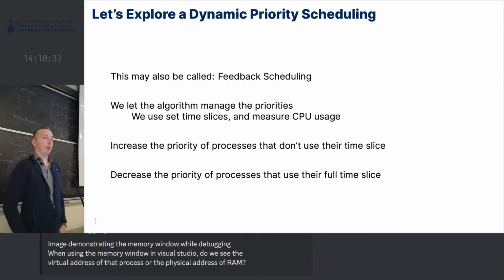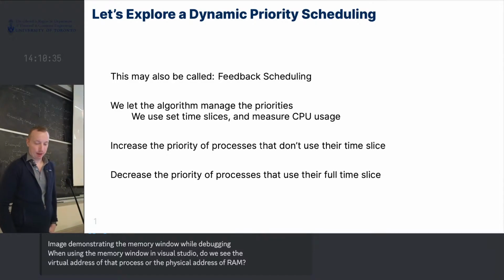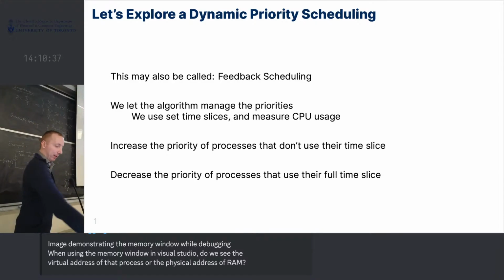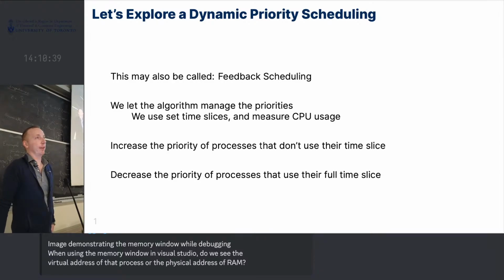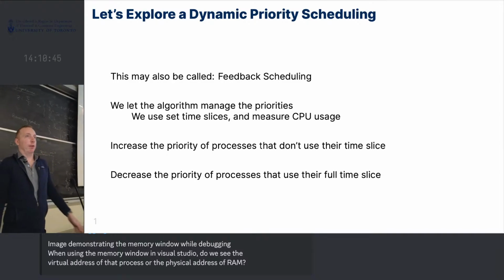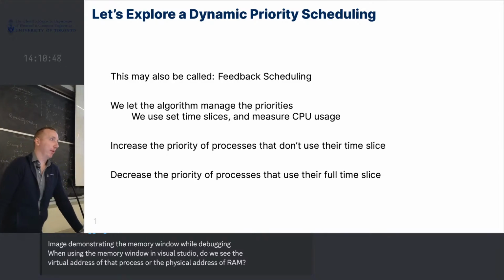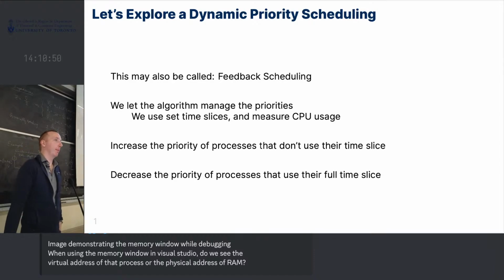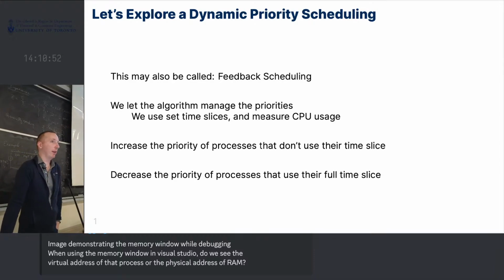So we can explore some dynamic priority scheduling. It may also be called feedback scheduling, depending on the literature. It's just another scheduling algorithm, so we're taking a rewind back. In this algorithm, we essentially let the algorithm manage the priorities. It scales the priorities, and the only thing you get to set is the initial priorities.